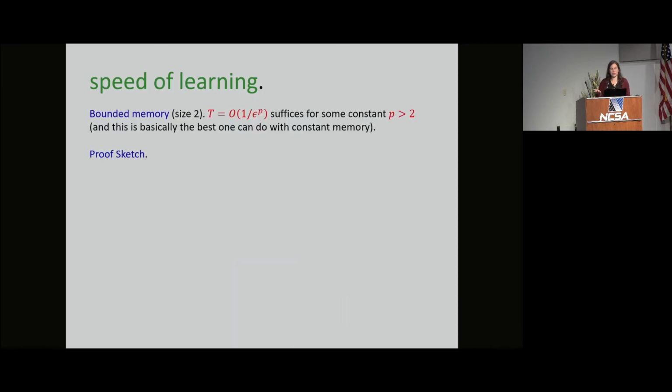You can turn this idea into a proof and show that if you wait just something like 1 over, I think our current proof shows epsilon to the 16th. I didn't want to write down a specific p here because I don't think that's very optimized. But we have a proof that you can show 1 over epsilon to the p is going to suffice as a waiting time until you know that you're close to the state, and then you can make your guess.